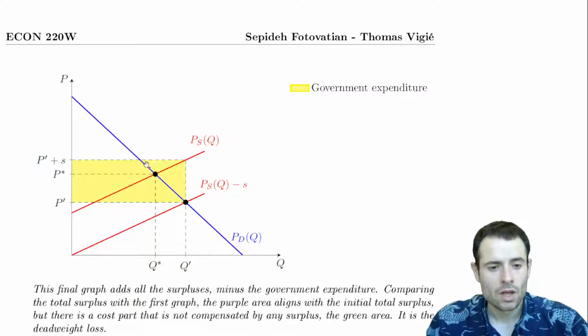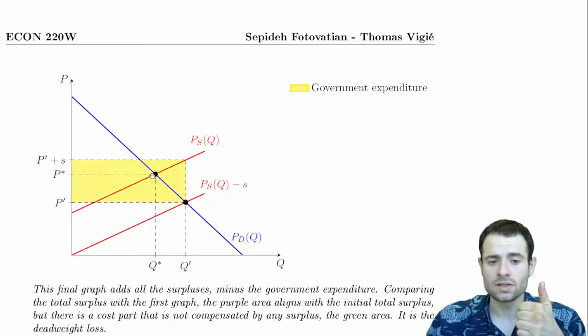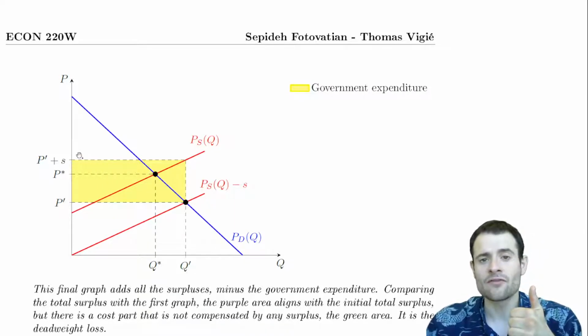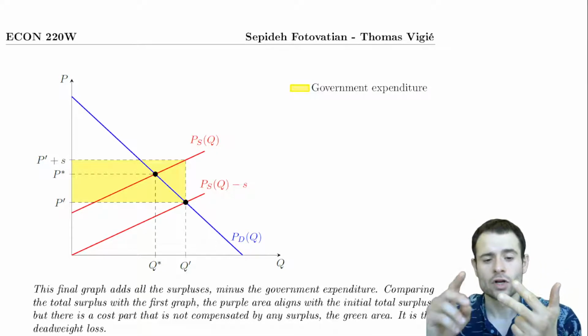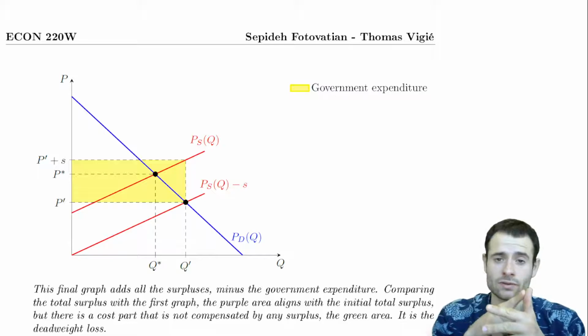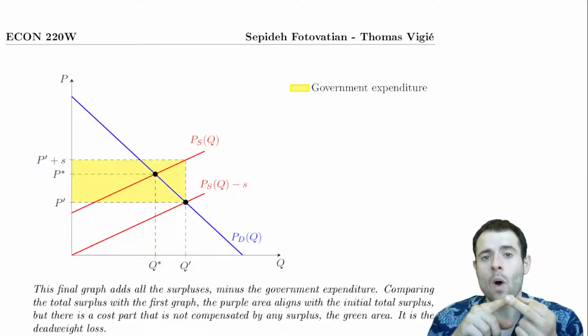Finally, this area here is an expenditure for the government, so it's negative, but it is a positive area for both consumers and producers. So we have two positives and one negative. The net surplus will be one positive.